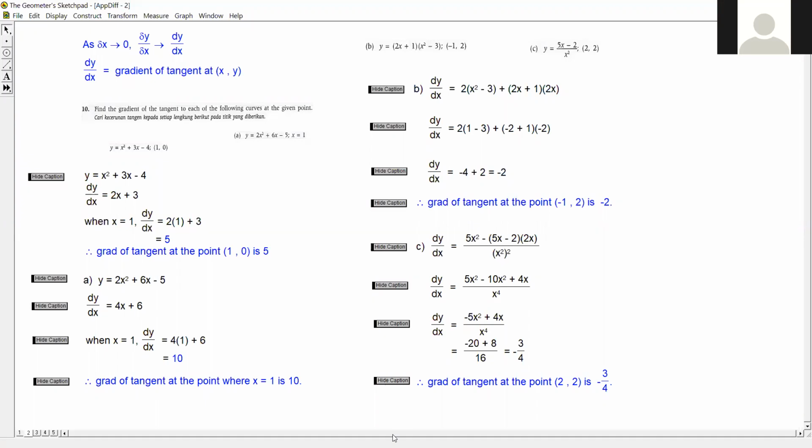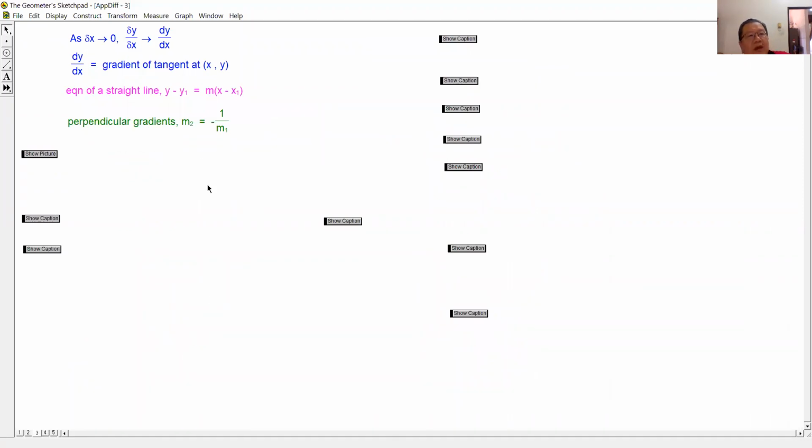Okay. Right. So we look at the next type of question on the next page. Now, if you look at the top left-hand corner, how many colors are there?